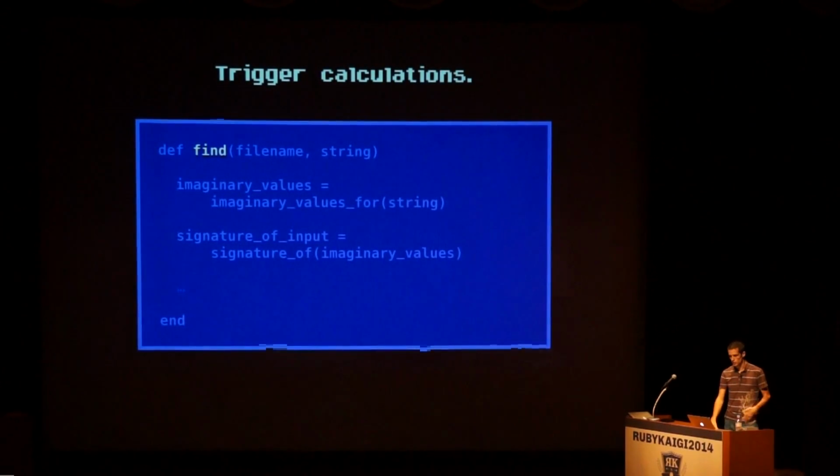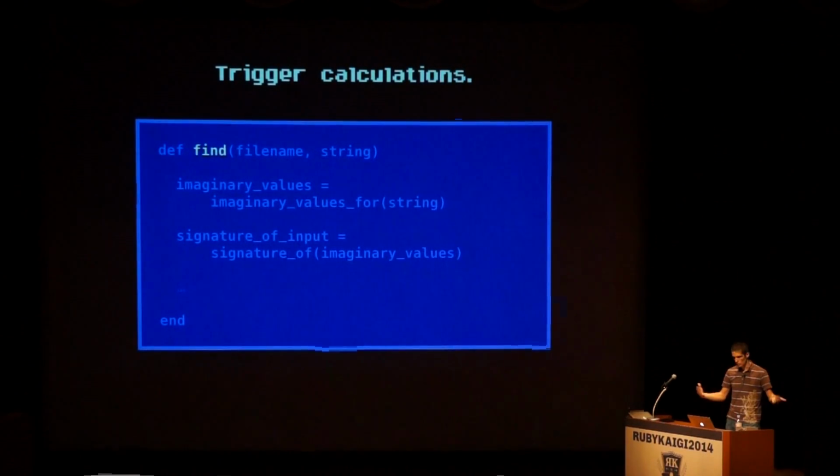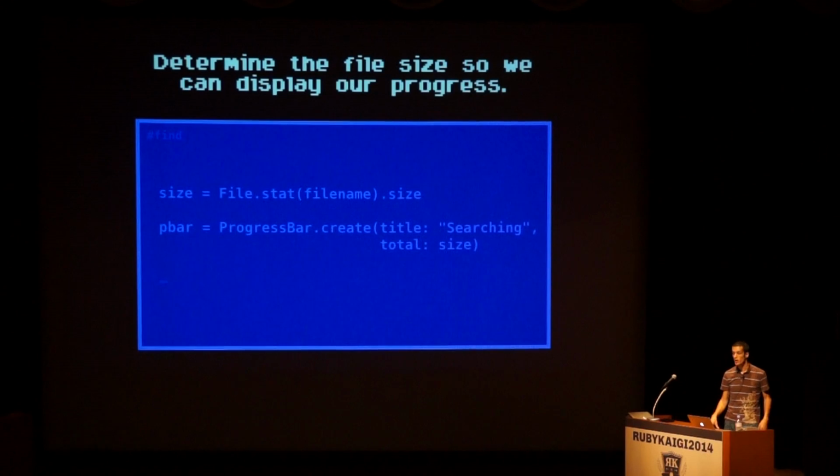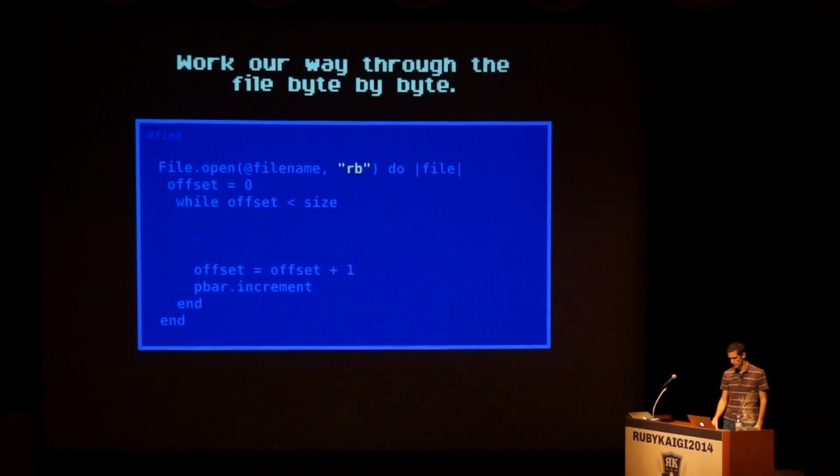So in our tool, we'll trigger the calculations in a find method. We'll grab the imaginary values. We'll grab the signature of the input. And then we'll grab the file, figure out how big it is, set up a progress bar so we have a very pretty experience while we're waiting for it. On a large file, it can take a long time. And then you work your way through the file byte by byte, incrementing the bar and reading.